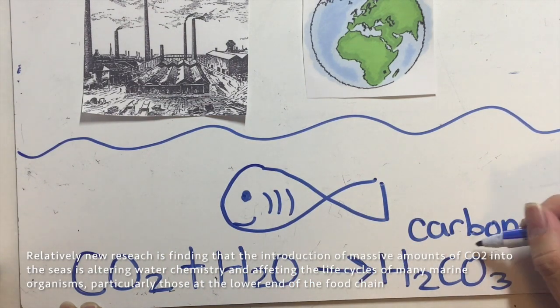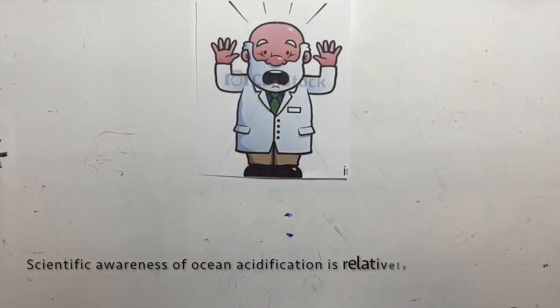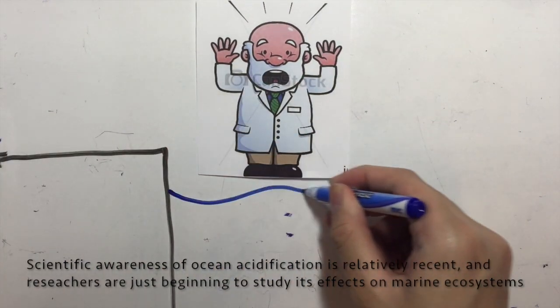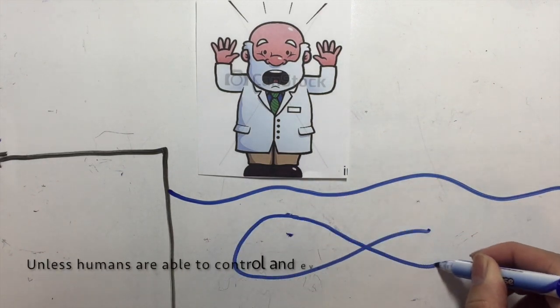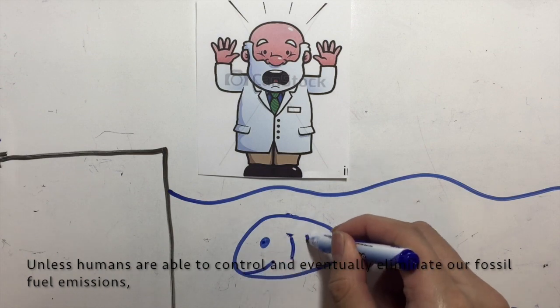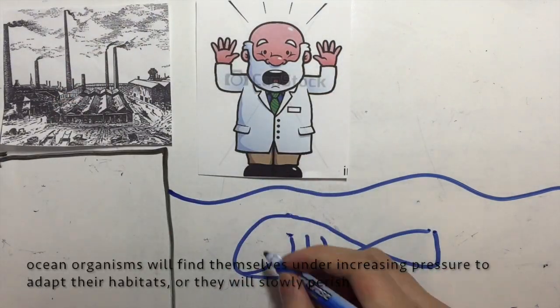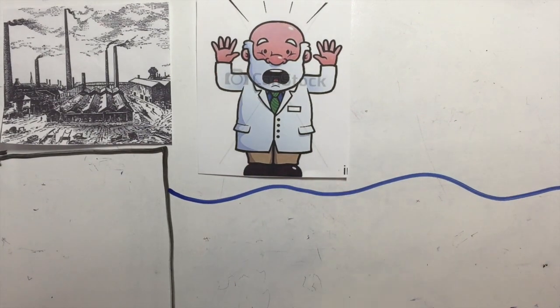chemistry and affecting the life cycles of many marine organisms, particularly those at the lower end of the food chain. Scientific awareness of ocean acidification is relatively recent, and researchers are just beginning to study its effects on marine ecosystems. Unless humans are able to control and eventually eliminate our fossil fuel emissions, ocean organisms will find themselves under increasing pressure to adapt their habitats, or they will slowly perish.